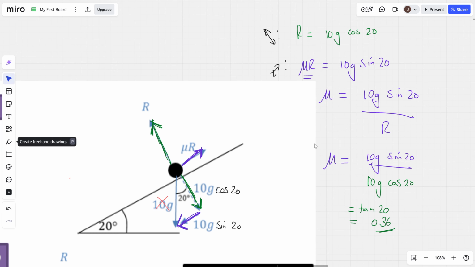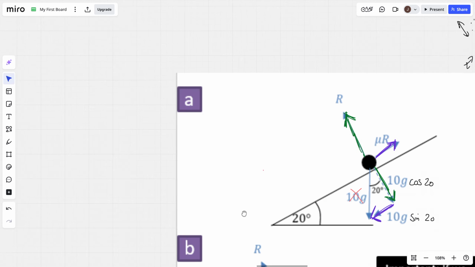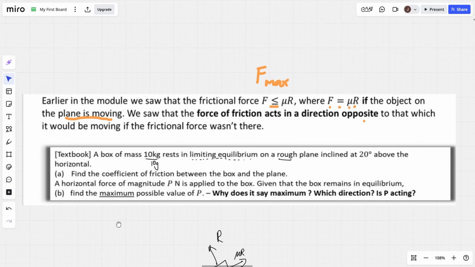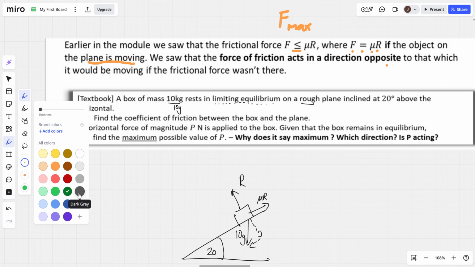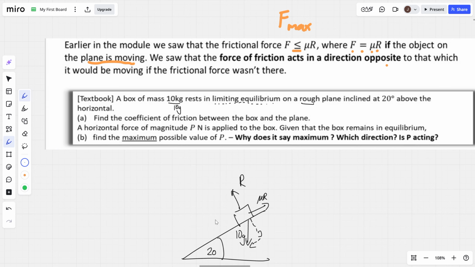Let's go back to the question and have a look at part B. A horizontal force of P is applied to the box. Given that the box remains in equilibrium, find the maximum possible value of P. Right, so this is quite a bit more complicated. Well, the first thing to do would be to refresh our diagram. It says that there's a horizontal force, so let's draw a horizontal force on. That's going to be something like this. I'm going to call that P. So how does that change things?